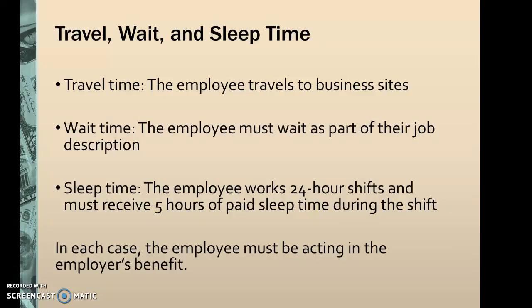The third type is on page 101 in your book. This is travel time, when the employee travels to a business site. Then there's wait time, where the employee must wait as part of their job description. Then sleep time, where the employee works 24-hour shifts and must receive 5 hours of paid sleep time during the shift. This is mostly for doctors or people in the medical field. And in each case, the employee must be acting in the employer's benefit. So keep those in mind. These are very good rules to keep handy when you start working through the exercises for Chapter 3.